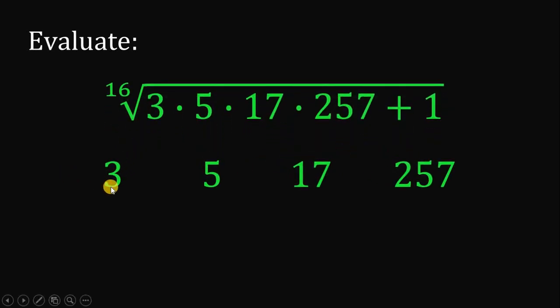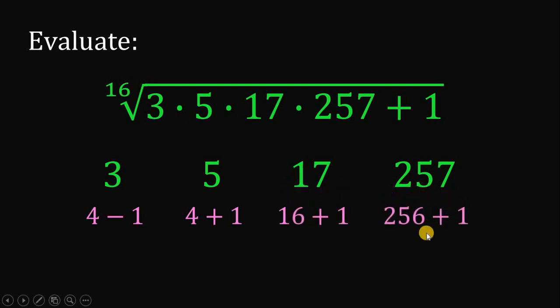Now, take note that this 3 is just 4 minus 1, and this 5 is just 4 plus 1. This 17 is 16 plus 1, and 257 is just 256 plus 1. Now, the question is, why did we choose those numbers?